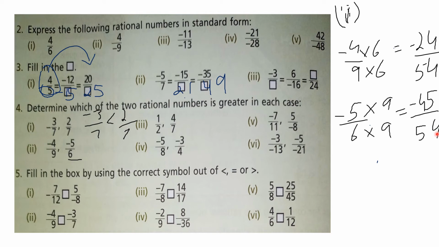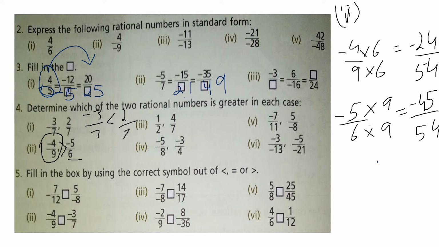Okay, now the denominator is the same in both fractions. Now we have to compare these new fractions that we have made by multiplying with each other's denominator. Now which is greater? Minus 24, because among negatives, smaller numbers are greater. So this fraction is greater. Minus 24 by 54 is greater. It means minus 4 by 9 is greater. This one is greater, so this sign will come between them.